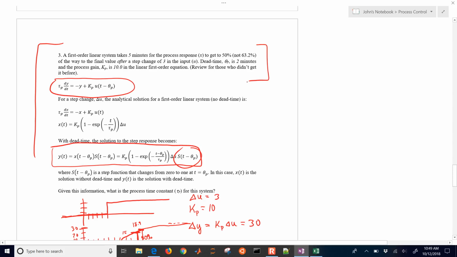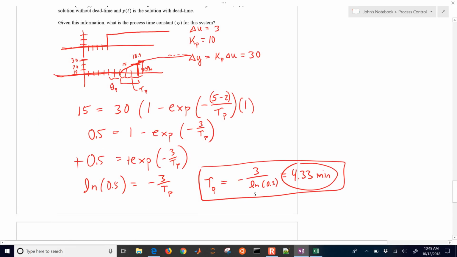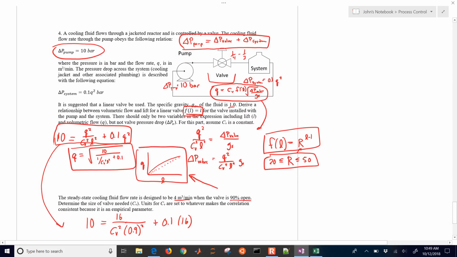This might come from something like talking to an operator where he or she is not necessarily going to know how long did it take to get 63% of the way there after a step change, but you might ask him or her, how long does it take to get halfway there? And then you could translate that into a time constant. For the final one, we did a valve sizing, coming up with the CV value and the correlation that we need between the lift and the flow.